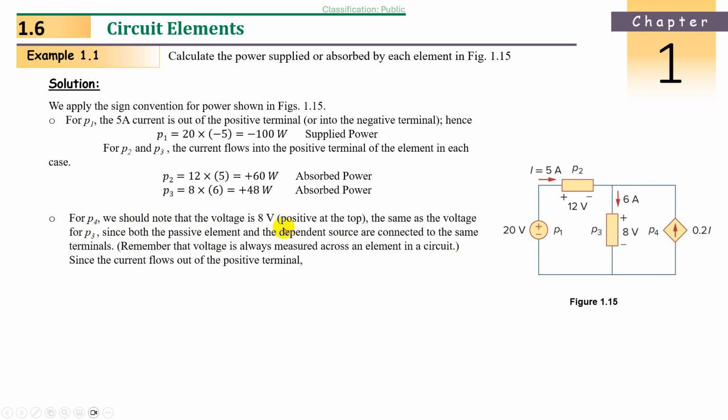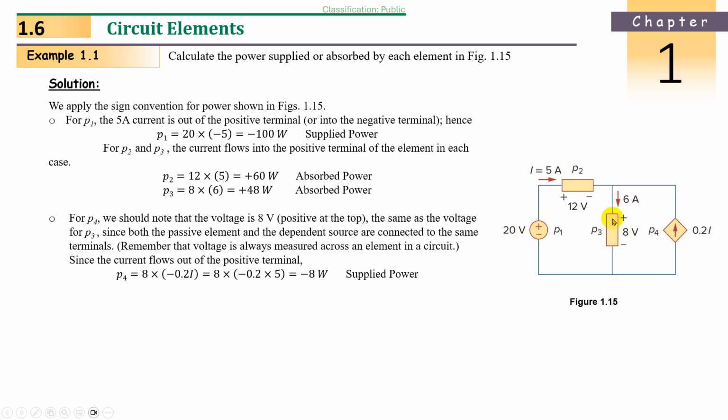Since both the passive element and the dependent source are connected in the same fashion, remember that voltage is always measured across the element in the circuit. Since the current flows out of the positive terminal, we have to take minus 0.2 I. The voltage is 8 volts, because 8 volts is already there in parallel. These two are in parallel, but here these two are in series, so we can take the same 8 volts.